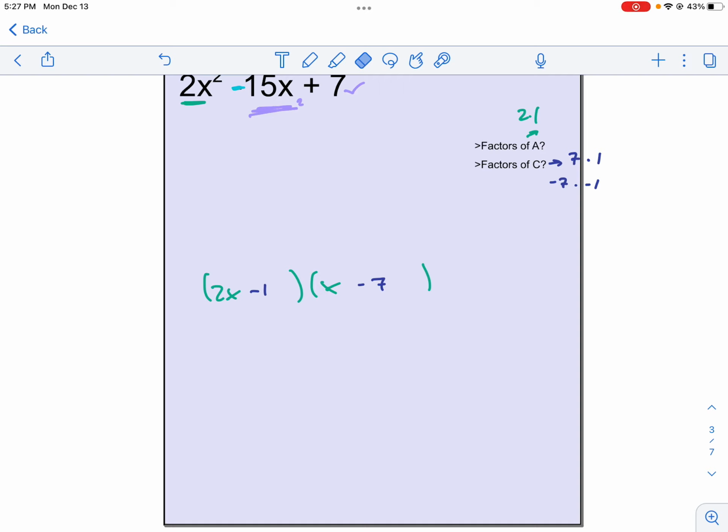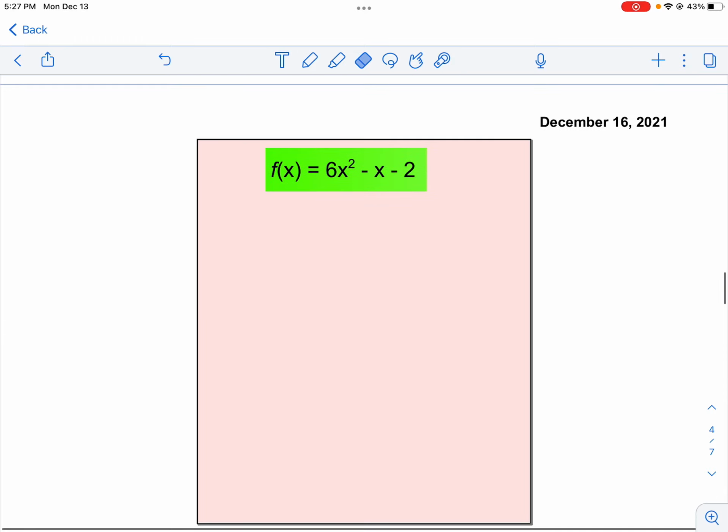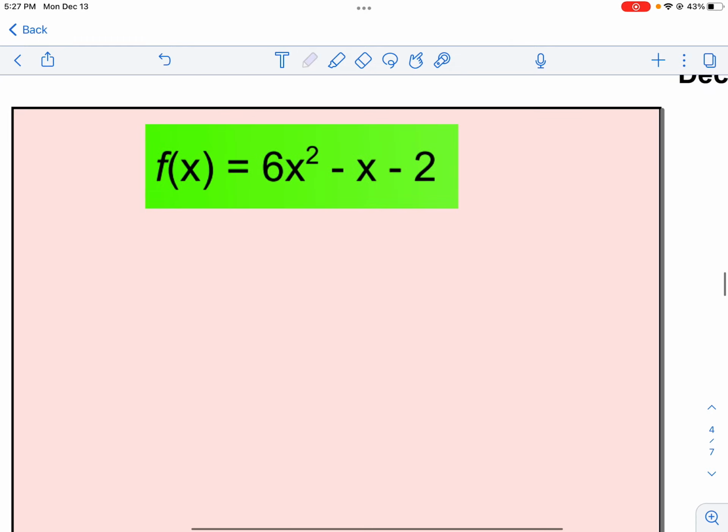So you consider all of your combinations, you consider all of your options, and then you work through and see which one makes the most sense. I got one more for you here.